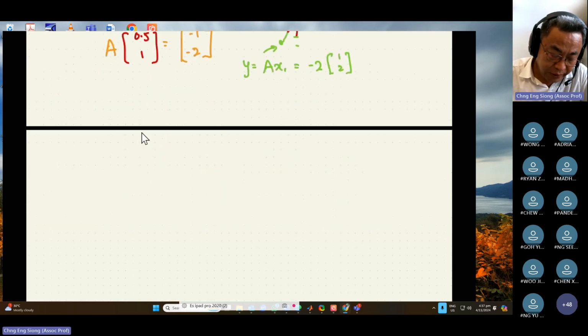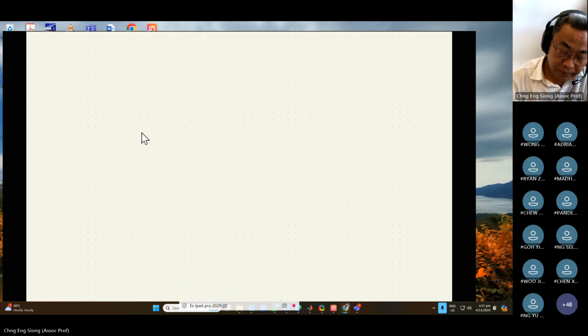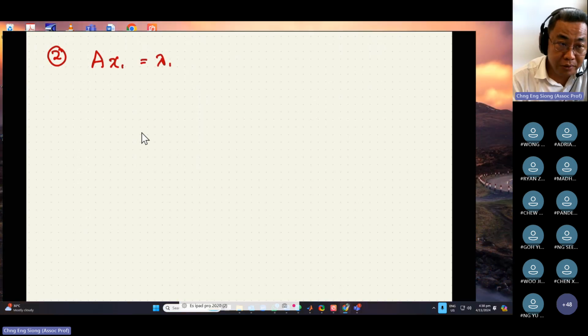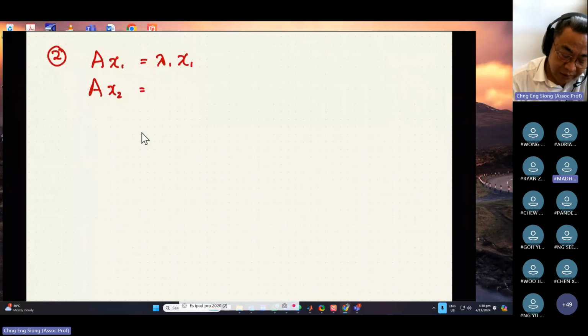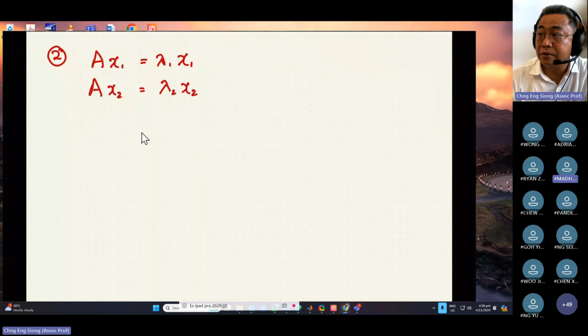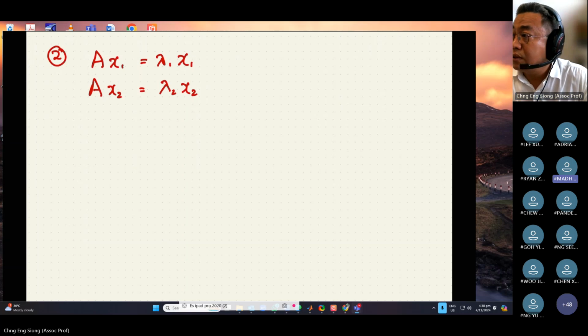All right, let's try the second one. Now, the second problem we are faced with is this. We know that for A, if x1 is an eigenvector, out comes the eigenvalue and x1. And if x2 is also an eigenvector, lambda 2 times x2.